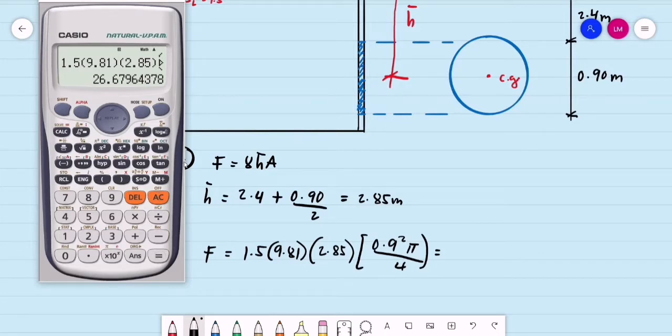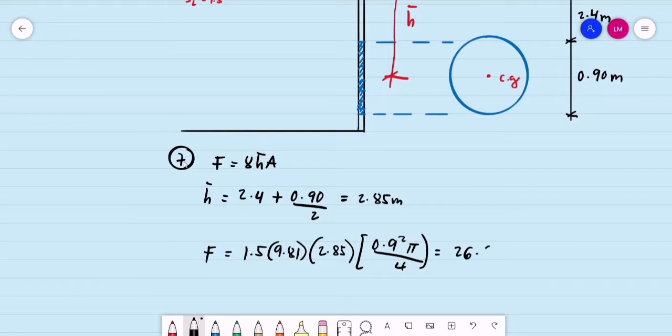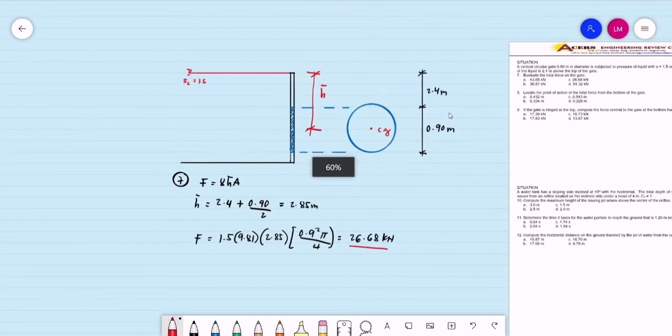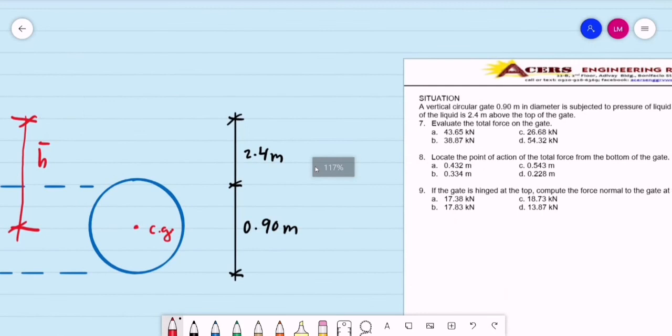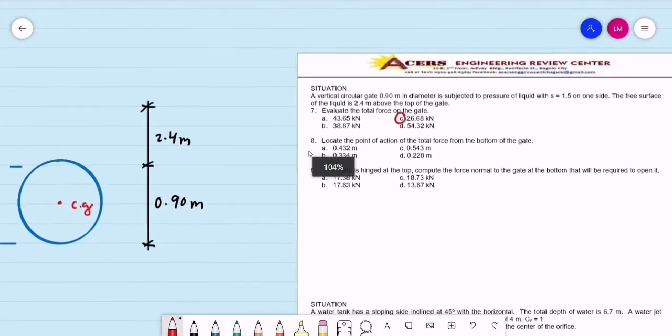Is 26.6796. So sabihin natin 26.68 kilo Newton. So check natin if we have this value sa question number 7. Okay, letter C tayo, that is 26.68. Okay, number 8.